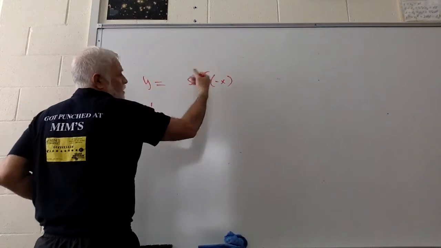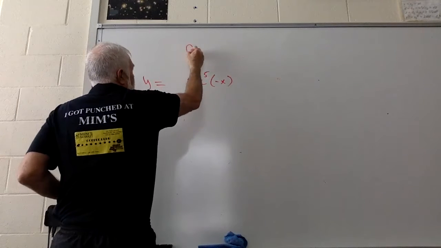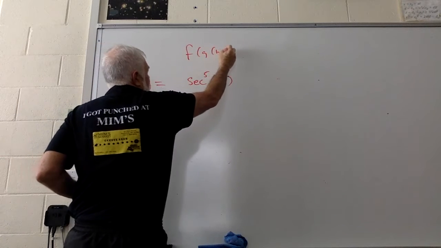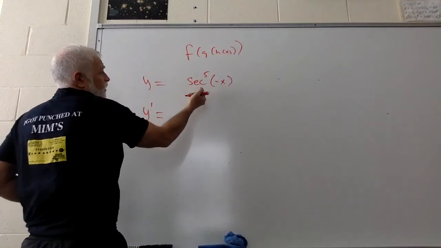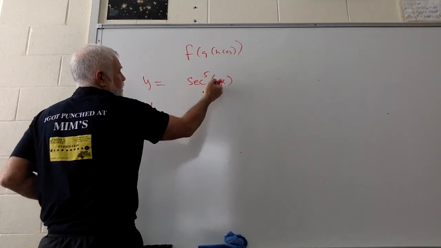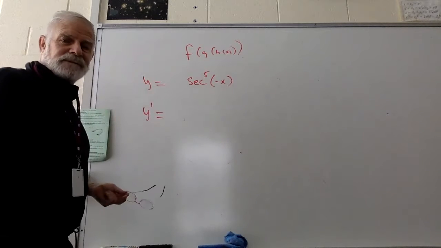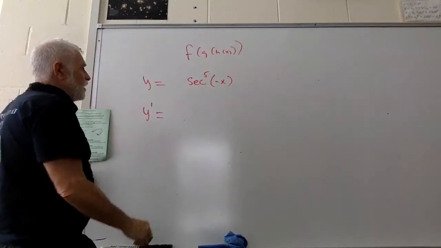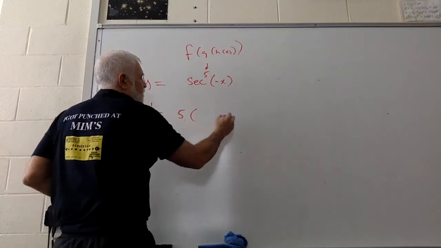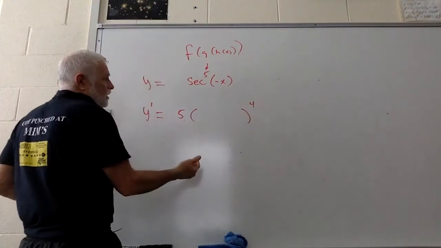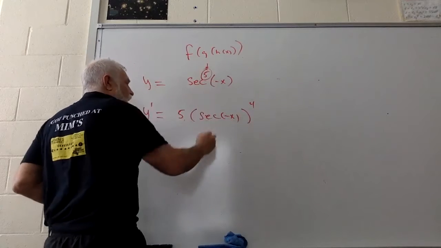Okay, this is one of those composite functions. So you got f of g of h of x. That's what that is. You got three functions. You got something to the fifth, the secant of something, and then minus 1 times x, rate of change in the parentheses. So take care of the fifth power first, which is 5 times something to the fourth. What is the something? Secant of minus x. So that takes care of that.